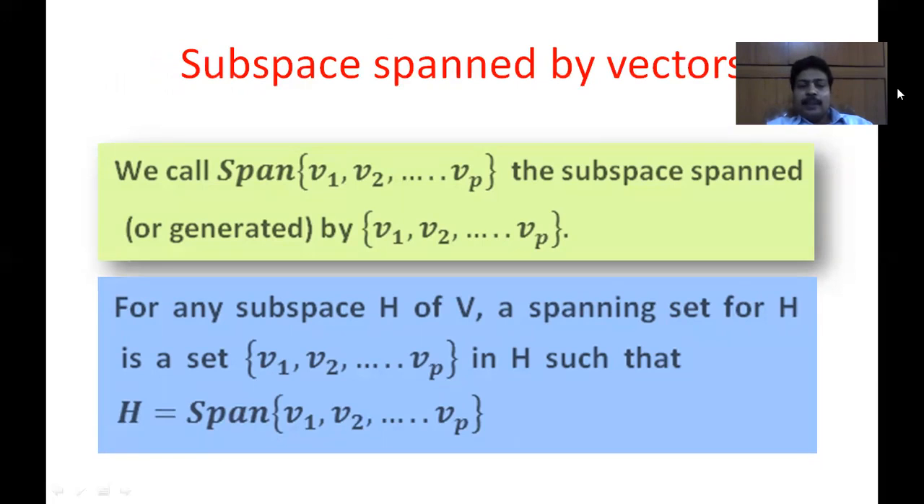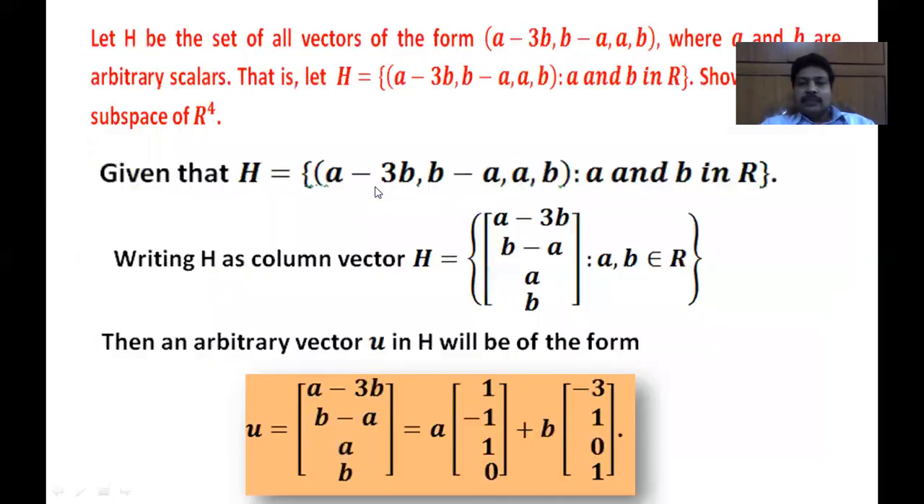For any subspace H of V, a spanning set for H is a set v1, v2 and so on, vp in H such that H is equal to span of v1, v2 and so on, vp. This is the spanning set. Spanning set is the combination of all vectors.